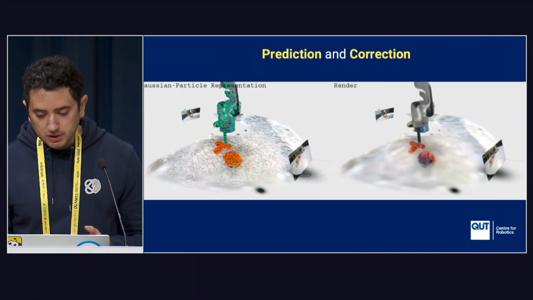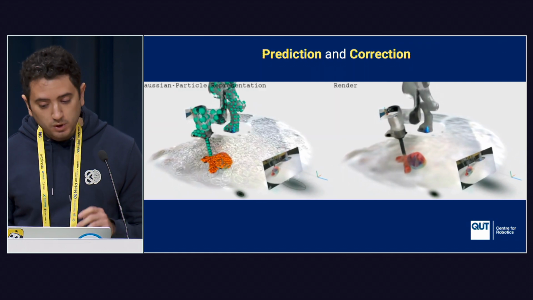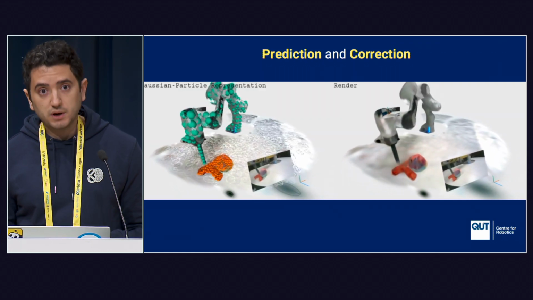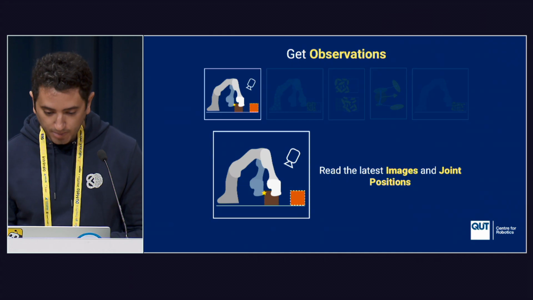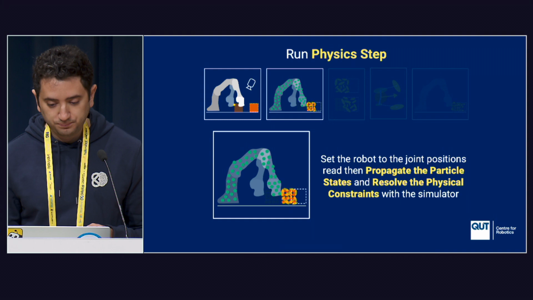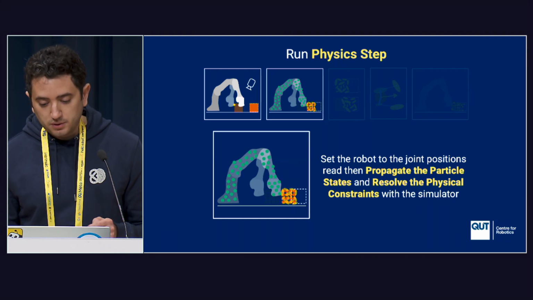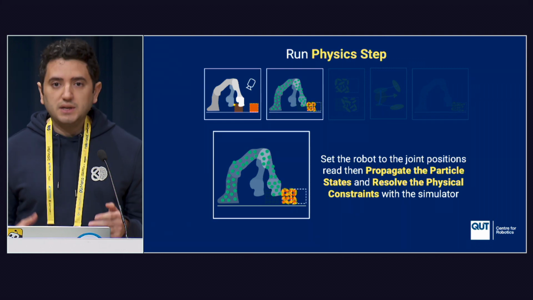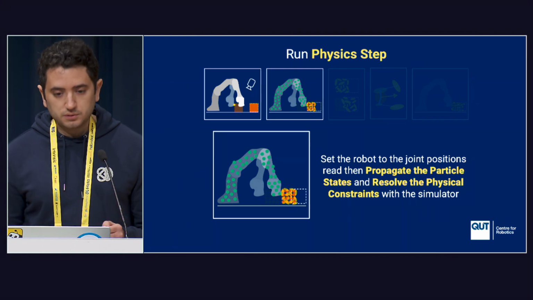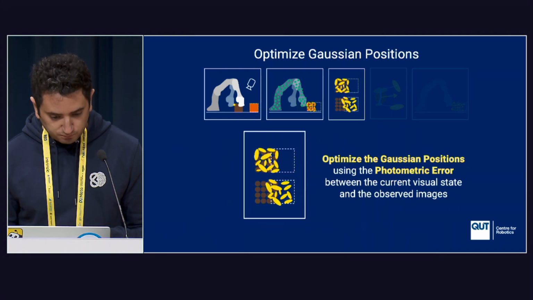So once the scene is initialized, the system begins running a prediction and correction loop at 30 frames per second. We only use 3 cameras in this phase and only require the RGB images. At every time step, we begin by reading the latest images and joint positions from the robot. Then we run a single physics step that calculates the position of the particles, so it predicts the state of the particles given the constraints and the dynamics at that time.